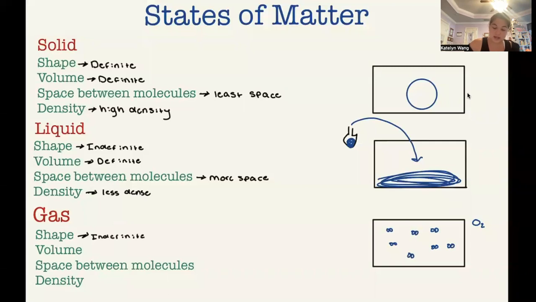Now, the difference is that the volume of gas is also indefinite, meaning that it will expand or compress depending on the amount of space that it's given. And then finally, the space between molecules, again, like I said, gas is a little bit more fluid in the fact it will change its shape and its volume. So this has the most space between molecules, making it the least dense.